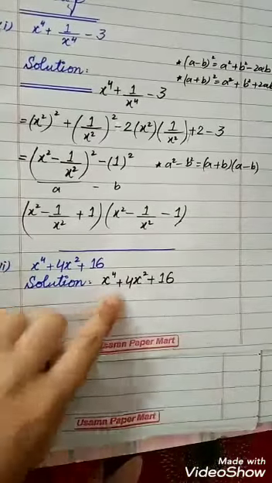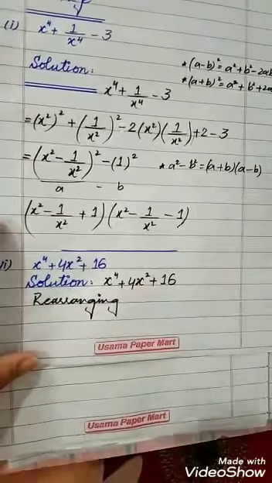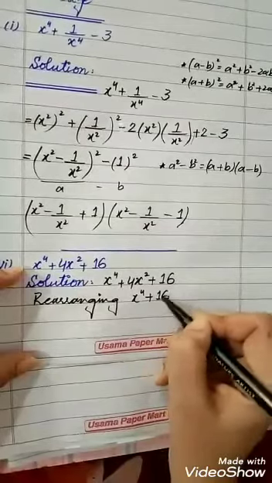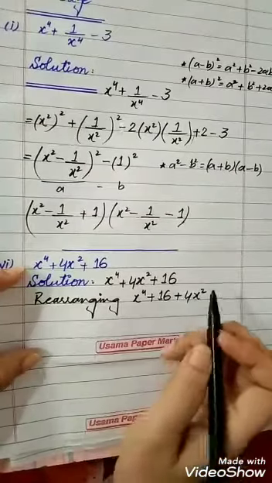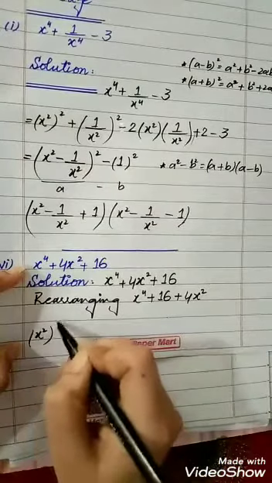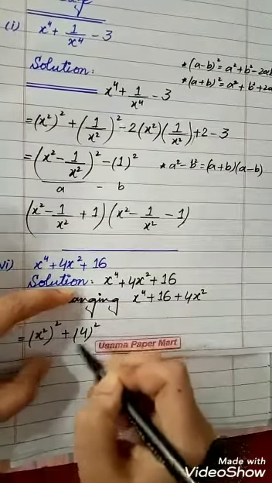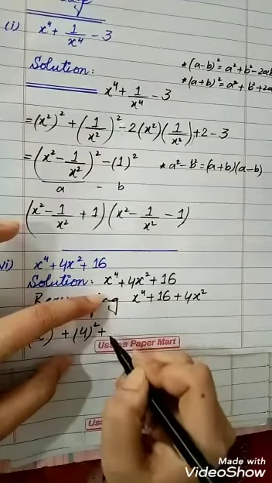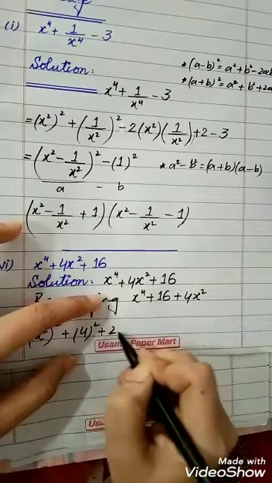Part 6 is x to the power 4, 4x square plus 16. Students, first of all we will rearrange it like x⁴ plus 16 plus 4x square. The same criteria which we applied in the first part, we will apply here. We will try to make it a formula: (x² plus 4) whole square, means 4 times 16, a square plus b square. There will be plus 2a into b. It's 2.